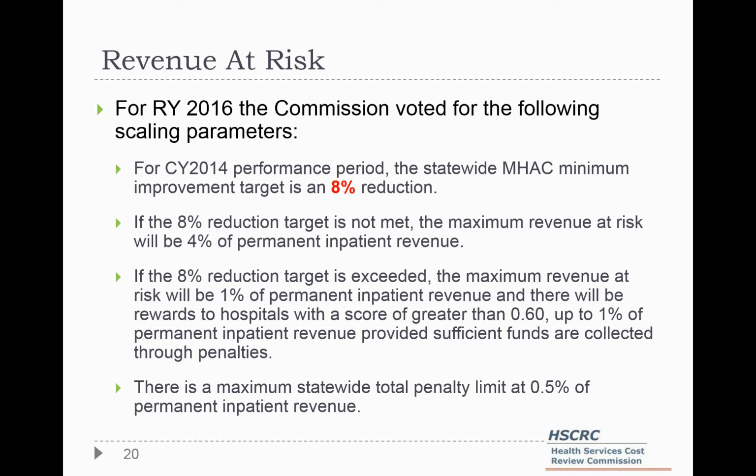And there is also a statewide total penalty limit of 0.5% of revenue. What this means is that if many hospitals did poorly and there was a large amount of revenue that could be collected in penalties, in total, the amount collected wouldn't exceed 0.5% for the state, and it would be done by reducing each hospital's penalty a certain amount so that we came under that 0.5%.